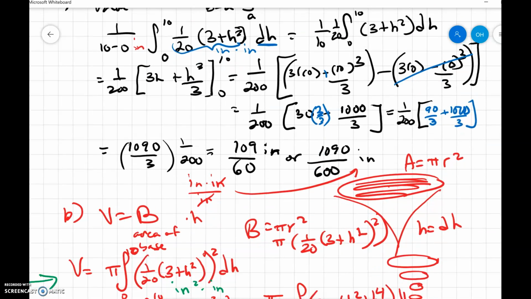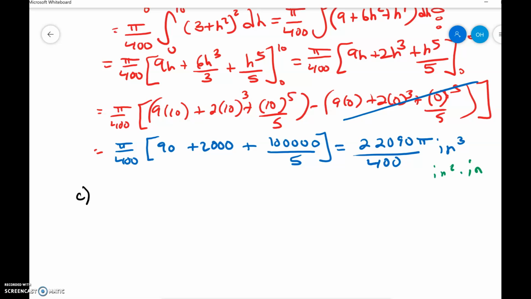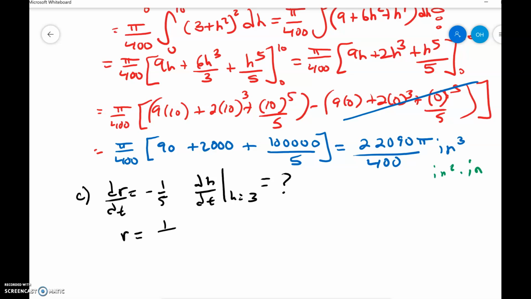Okay, so I'm going to scroll down. Okay, so let's start with our radius equation. Well, what we have is dr dt equal to negative 1/5, and they want dh dt evaluated at h equals 3. Okay, that's what they want to know. Okay, so the radius is 1/20 times (3 plus h squared). All right, so I need my related rates equation, and that compares the rate of the radius to the rate of the height.